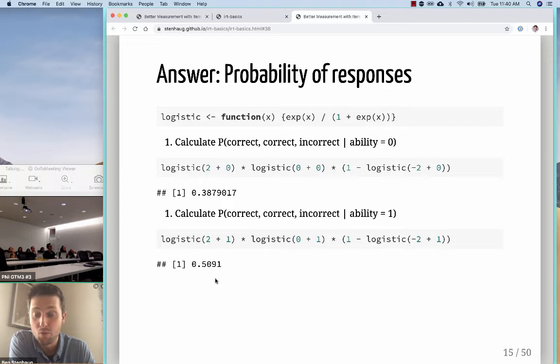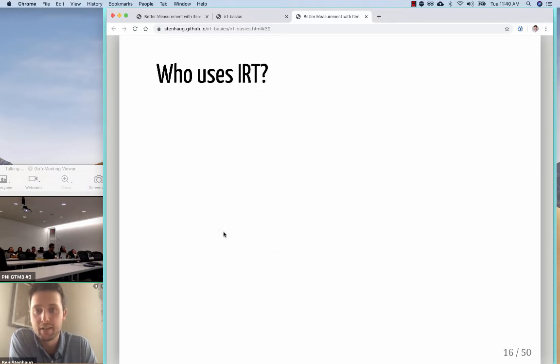Now, we're assuming we know the item easinesses. That's not the case usually, right? We're trying to estimate both at the same time. I don't know the item easinesses or the person abilities going into it. So I have this sort of tricky back and forth problem that I have to do, but hopefully there's some intuition available here. Yeah, go ahead.